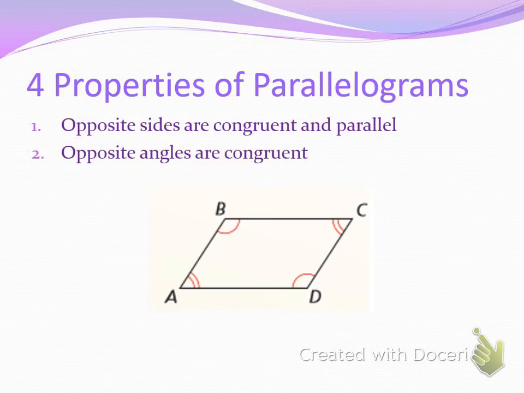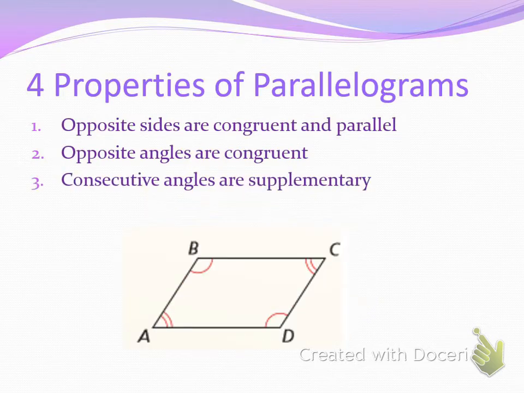Opposite sides are congruent and parallel, and then opposite angles are congruent. Okay? And then, if they're not opposite, then they are called consecutive angles, and consecutive angles are supplementary. And then we'll pause here for a second. So opposite sides, congruent and parallel, opposite angles are congruent, consecutive angles are supplementary.